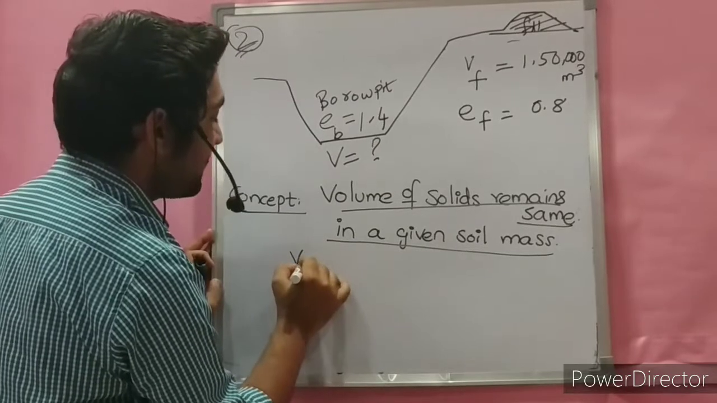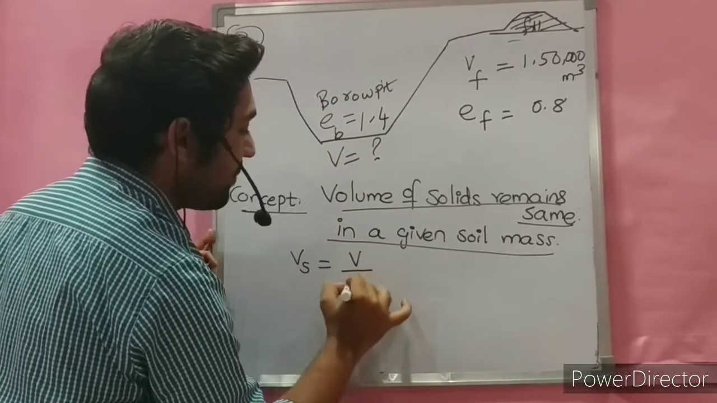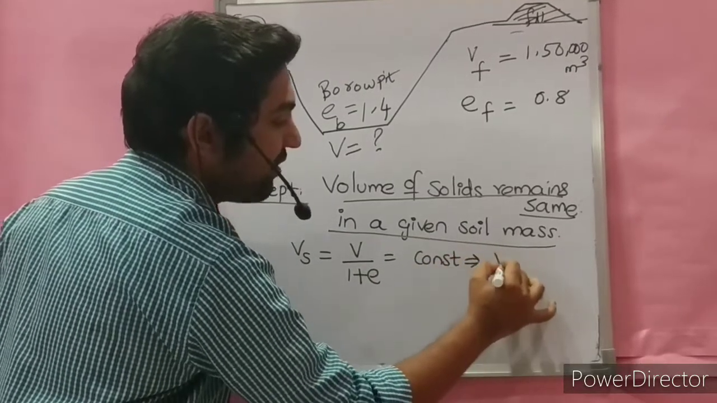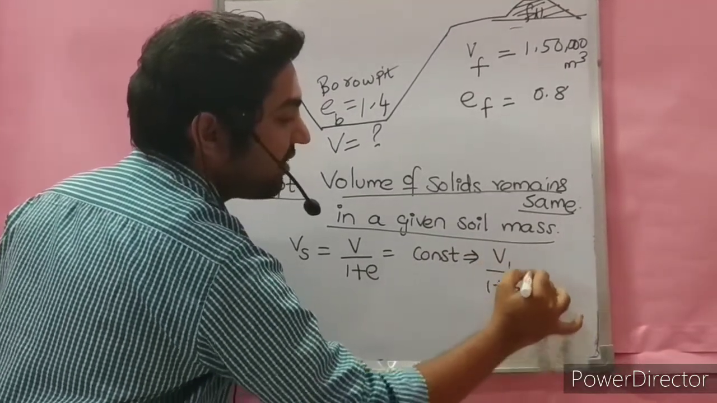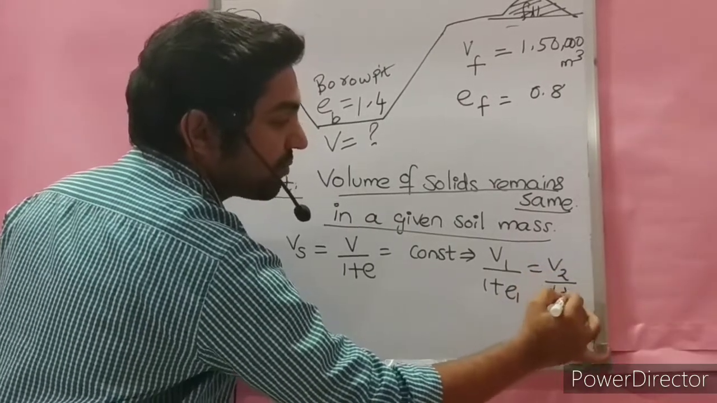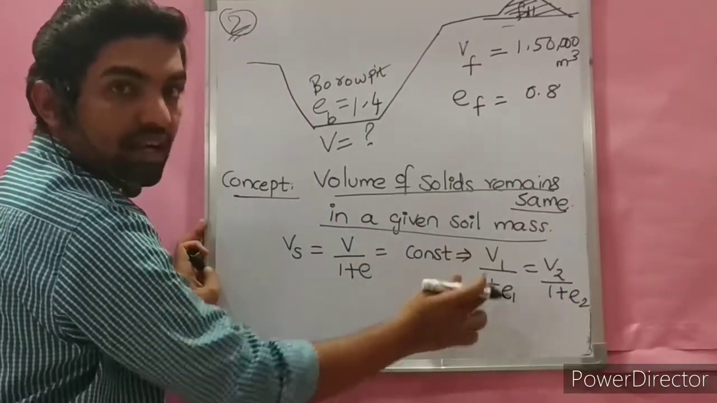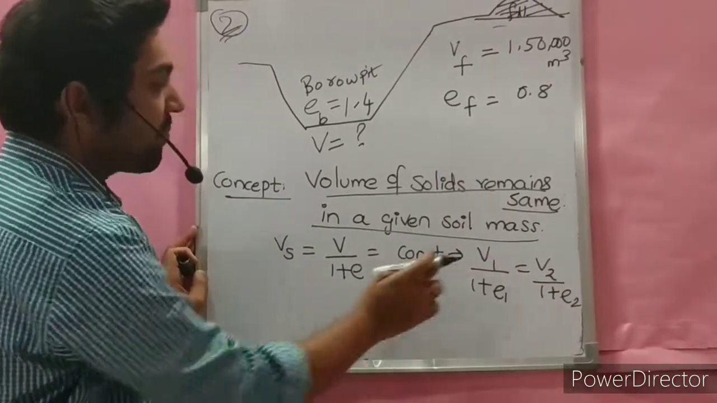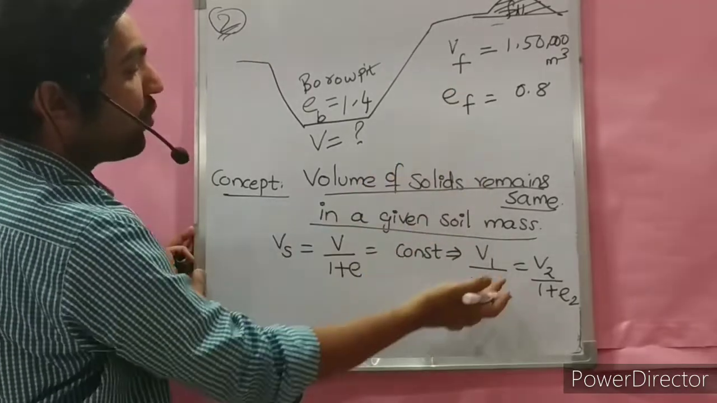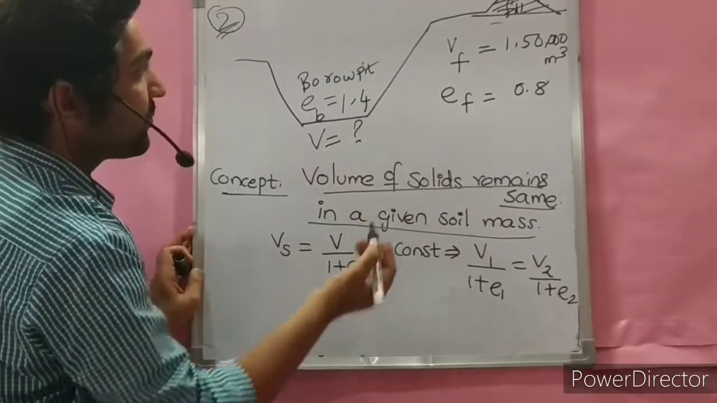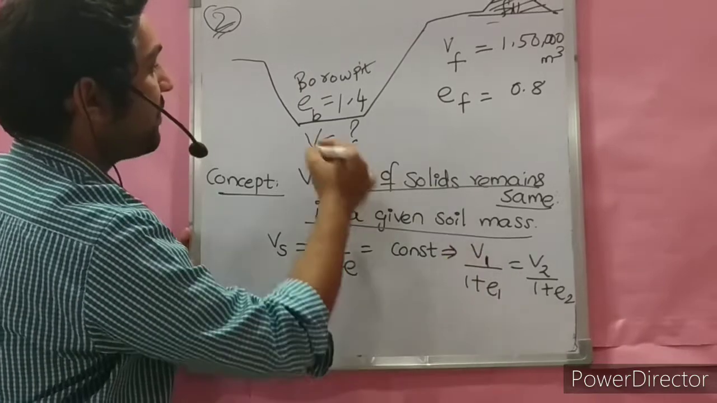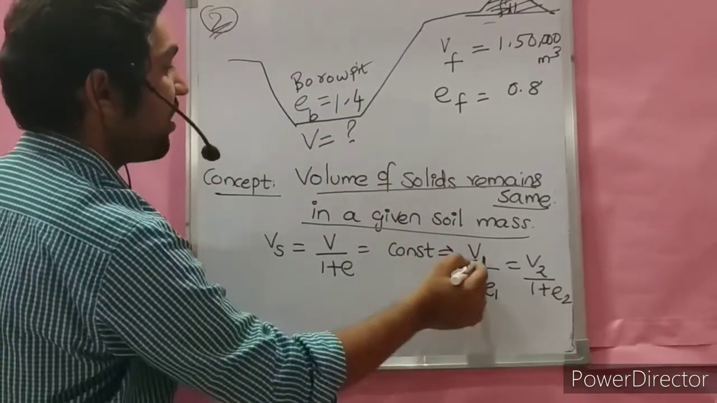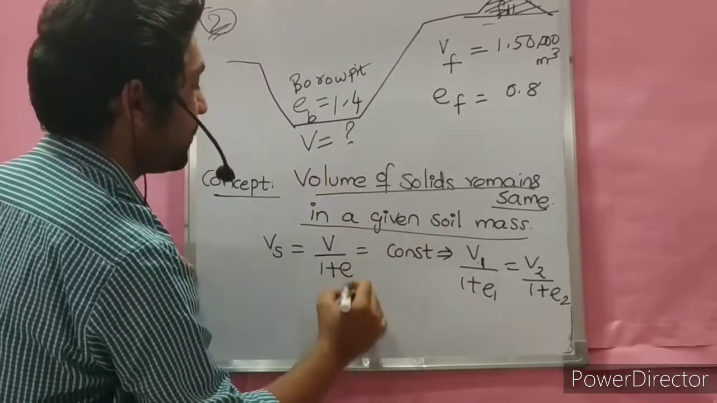So Vs is constant, that is equal to V by 1 plus e, which is constant. We already discussed this concept. V1 by 1 plus e1 is equal to V2 by 1 plus e2. When V by 1 plus e is constant, we can write V1 by 1 plus e1 as V2 by 1 plus e2. Both are numerically equal. Here let us denote 1 with fill and 2 with borrow pit, or 1 with borrow pit and 2 with fill. Anywhere we can say.